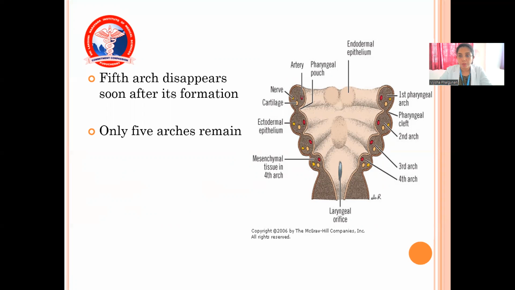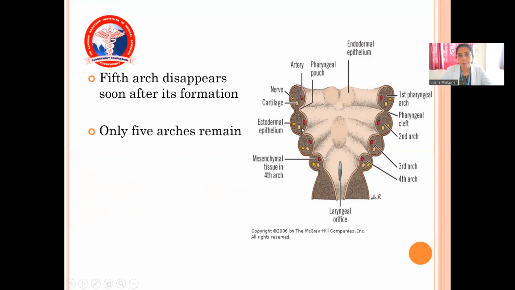What happened to the fifth one? It will just appear and immediately disappear. But you need to write that 6 arches appeared initially. Subsequently, this fifth arch will disappear. So finally, only 5 arches remain. These are the 5 arches.